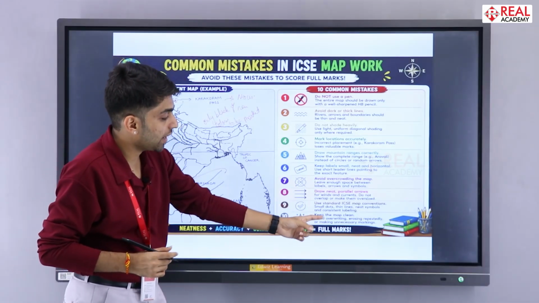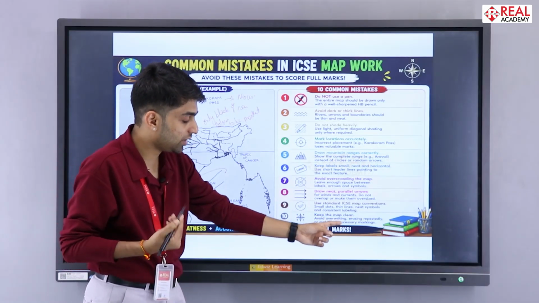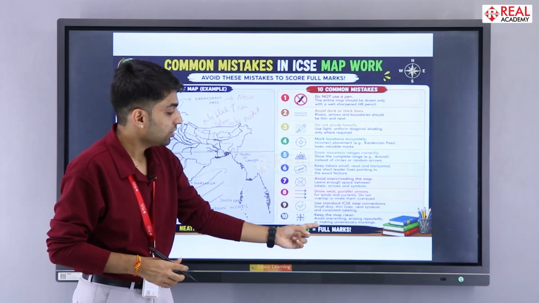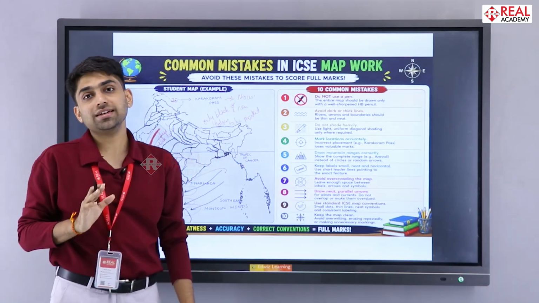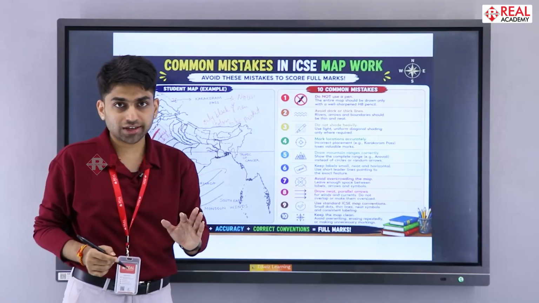Keep the map clean and avoid overwriting. Erasing repeatedly or making unnecessary markings can also ruin your map work. Mark only those things which have been asked in your map. Do not go for additional things.